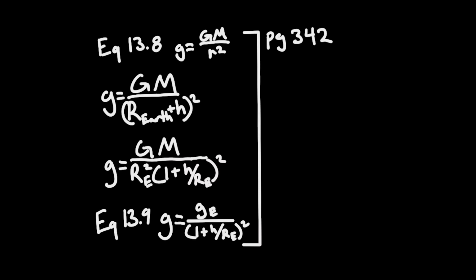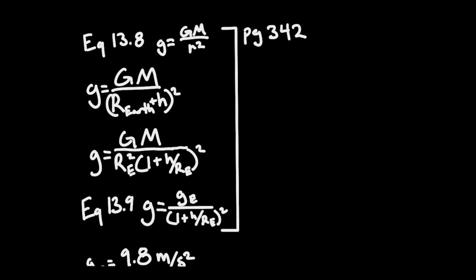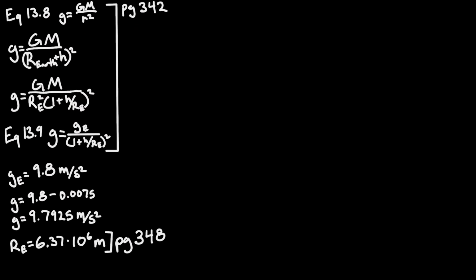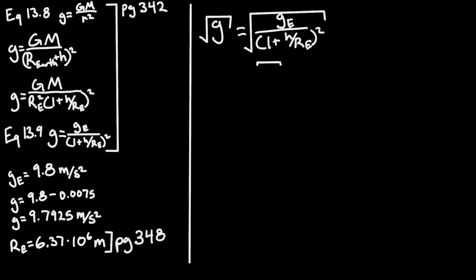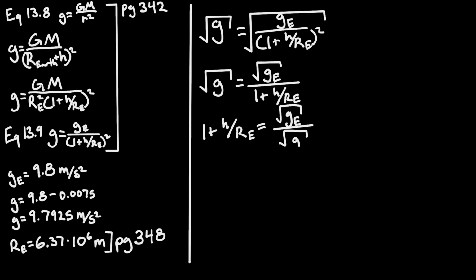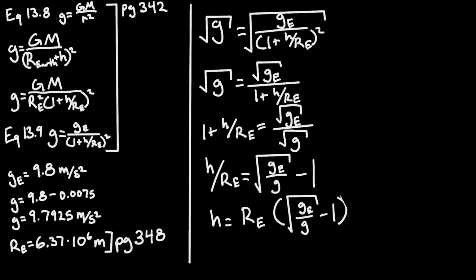This is equation 13.9, which allows us to calculate the gravitational acceleration of any object given the acceleration due to gravity at the surface of the planet, the height of the object, and the radius of the planet. Given the numbers we have from the problem, all we have to do now is isolate h. First, we square root both sides to get rid of that square root at the bottom of the denominator, leaving us with this. We can then rearrange the equation, leaving h on one side by itself.